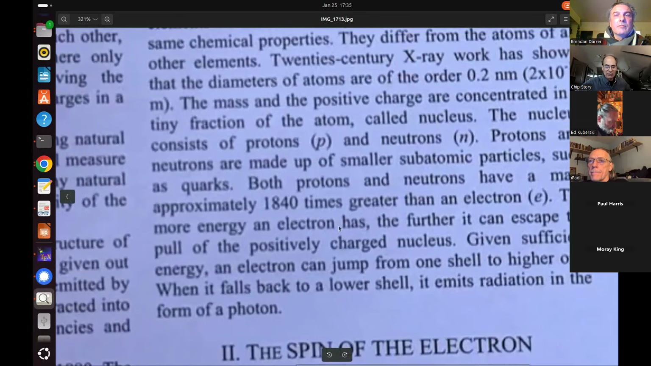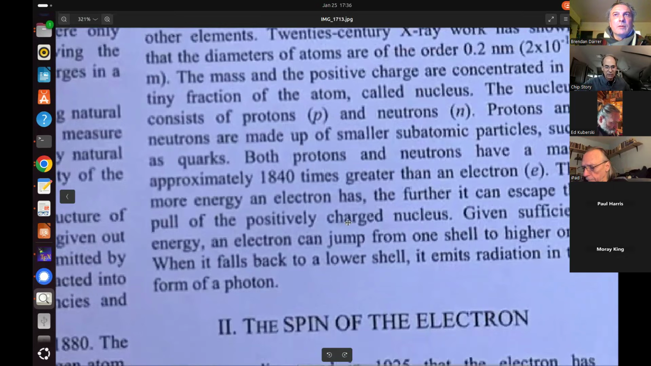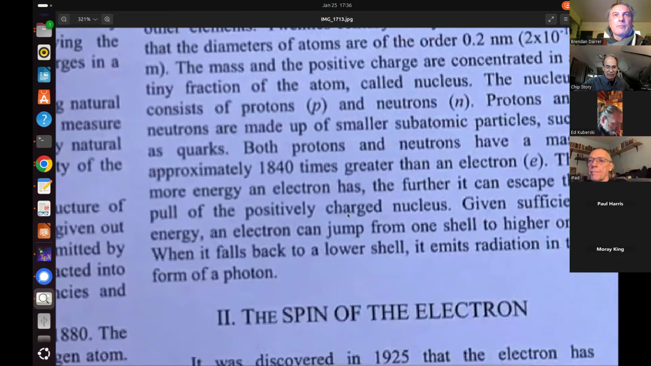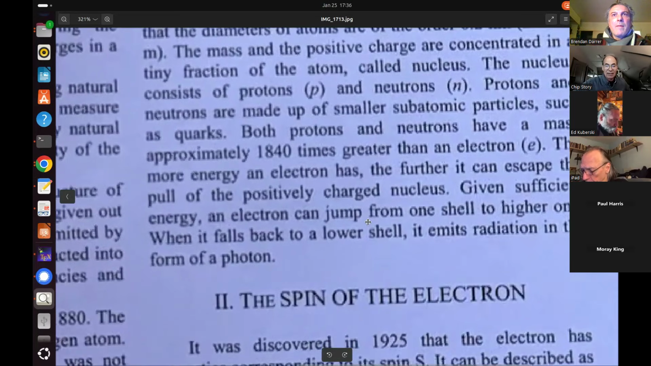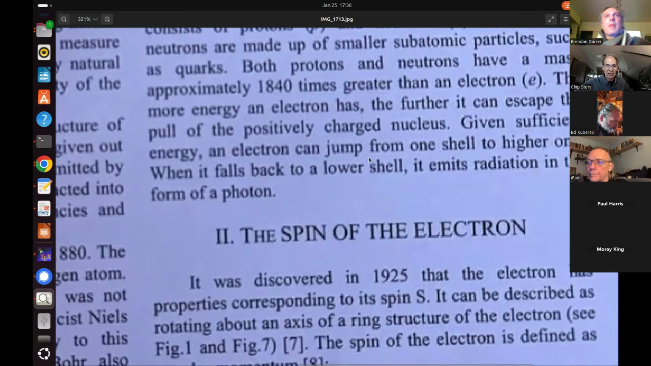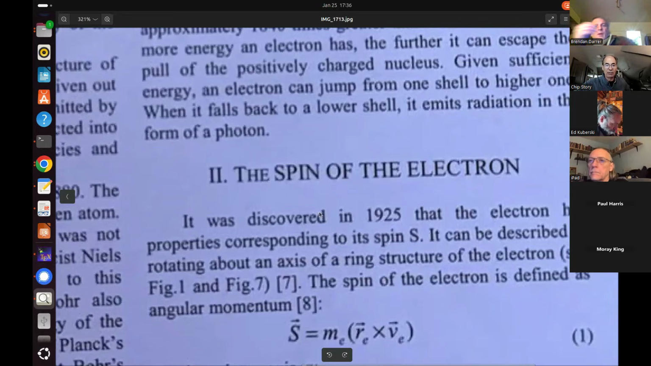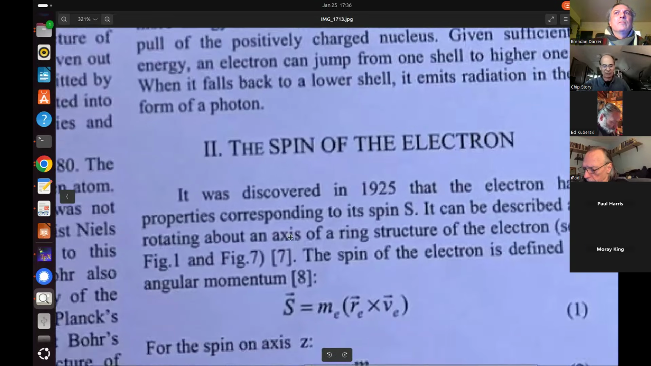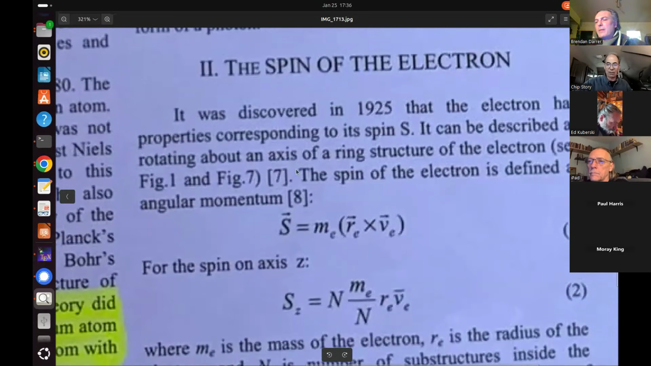Protons and neutrons are made of smaller particles such as quarks. Both protons and neutrons have a mass approximately 1,840 times greater than an electron. The more energy an electron has, the further it can escape the pull of the positively charged nucleus. Given sufficient energy, an electron can jump from one shell to a higher one. When it falls back to a lower shell, it emits radiation in the form of a photon. Electrons and photons, that's all we have.